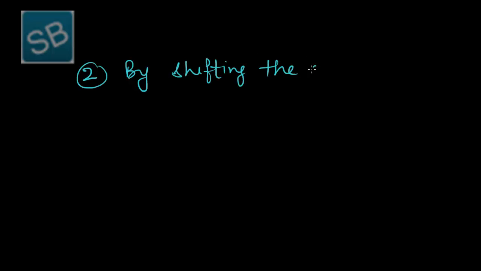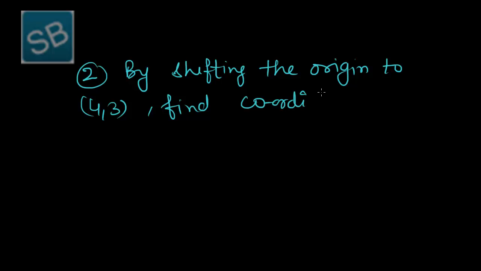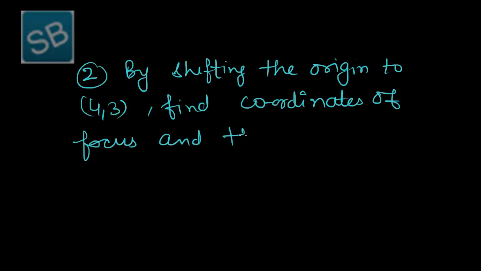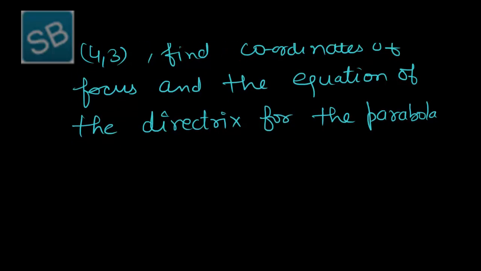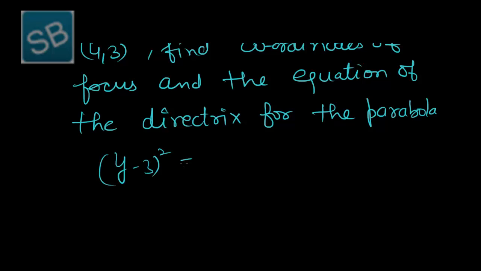Now the next problem, that is number 2. By shifting the origin to the point (4, 3), find the coordinates of the focus and the equation of the directrix for the parabola (y minus 3) whole square is equal to 16 into (x minus 4).